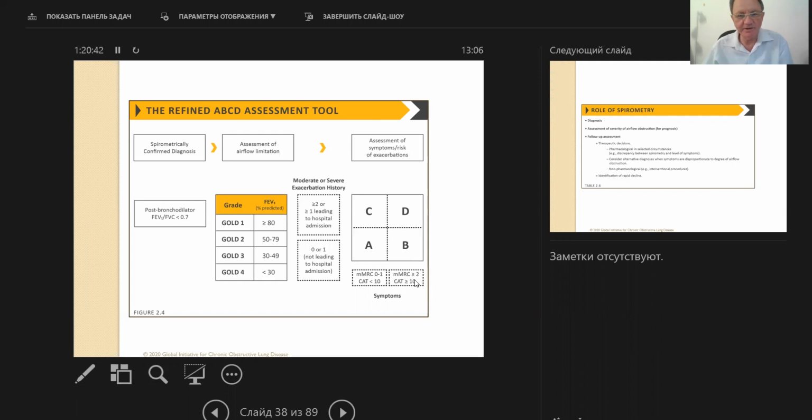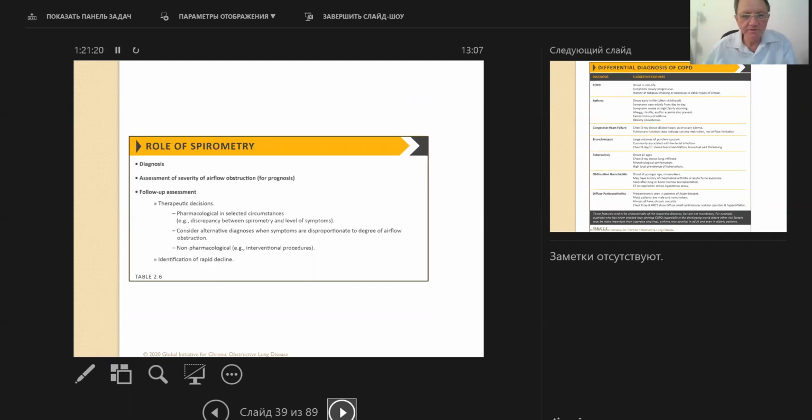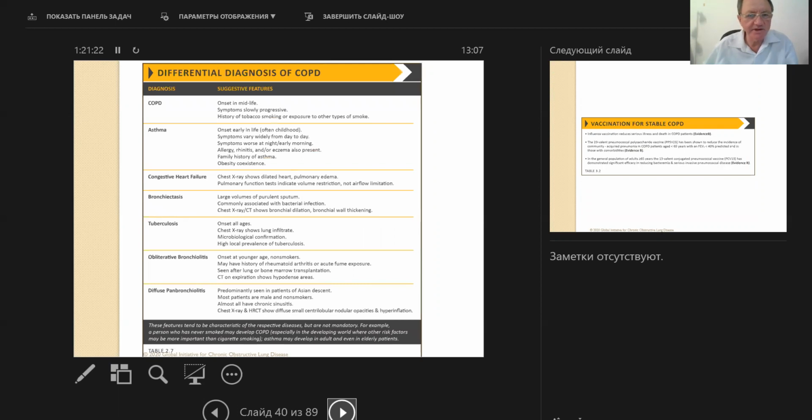That's why a patient with B has rare exacerbation, D has frequent exacerbation, but mMRC and CAT may be equal. That's why under the influence of our non-pharmacological and pharmacological treatment, a patient can be transferred from the D group to the B group if we diminish the number of exacerbations. So we talked about exacerbation.